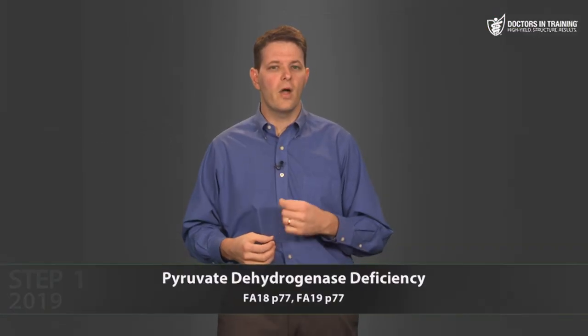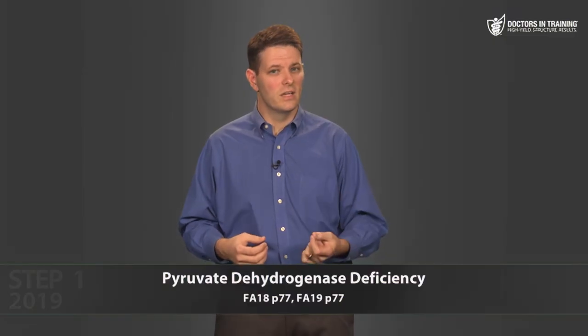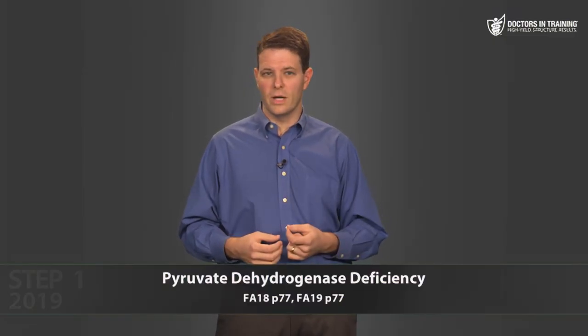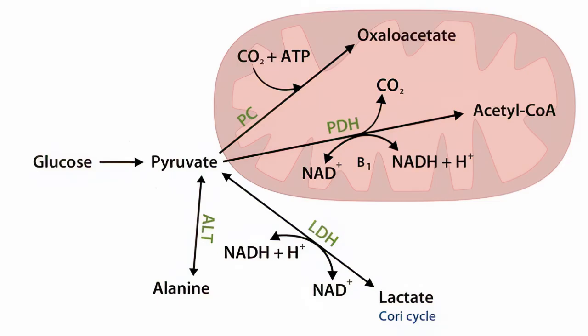Now, what if you have pyruvate dehydrogenase deficiency so that you can't make acetyl-CoA? Well, in pyruvate dehydrogenase deficiency, you get a backup of pyruvate, and that pyruvate is going to be converted to other things such as lactate, resulting in lactic acidosis. It can also back up and be converted to alanine. And then besides lactic acidosis, this will also result in neurological defects.